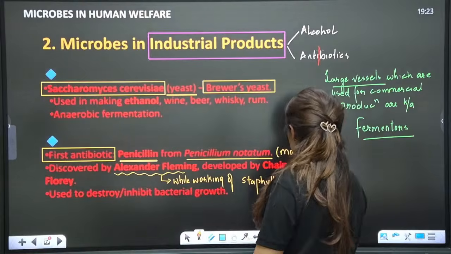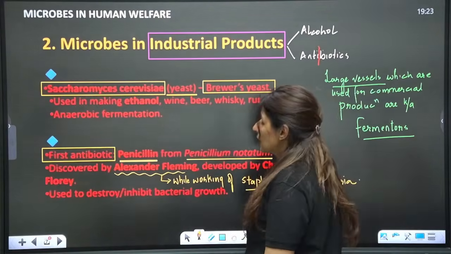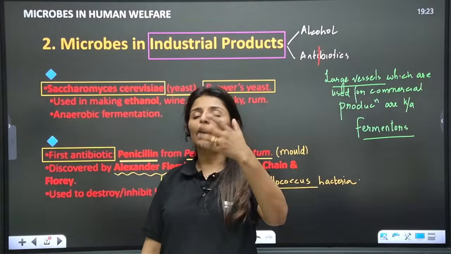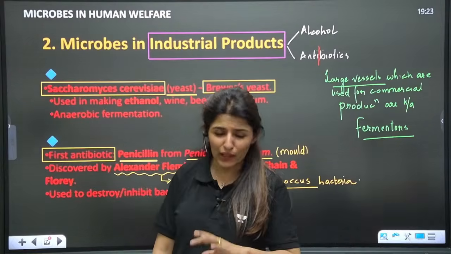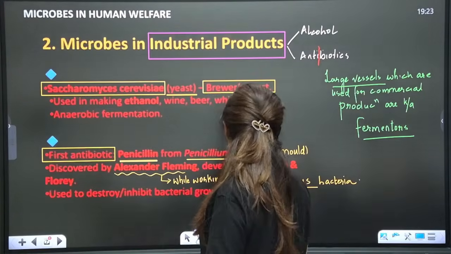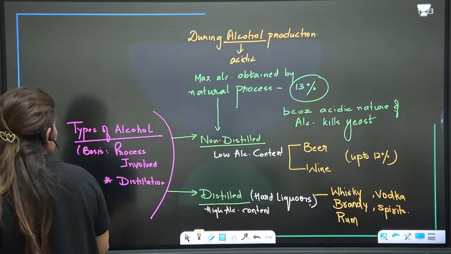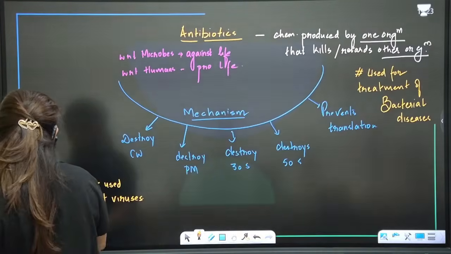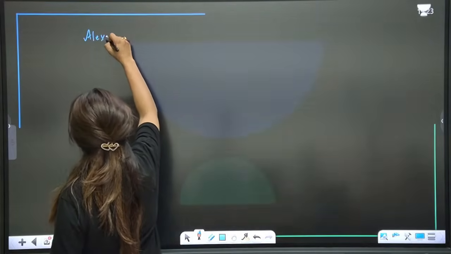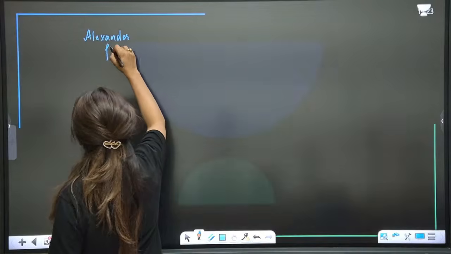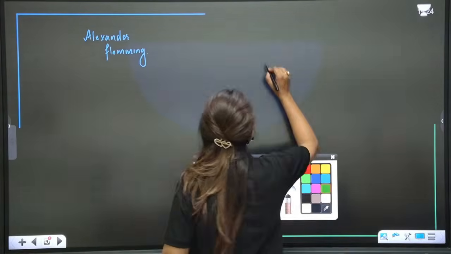While working on Staphylococcus bacteria, right? But Fleming was not able to truly understand the potential of this antibiotic, how we can use it for human welfare. That was not done by Fleming. That was actually done by Chain and Florey. So Alexander Fleming discovered it, and then Chain and Florey.